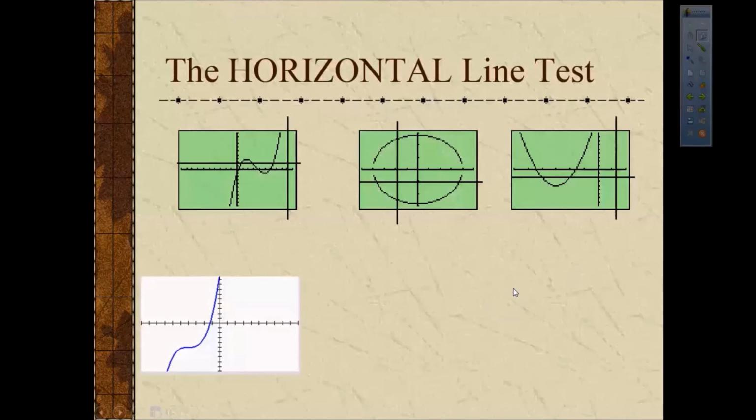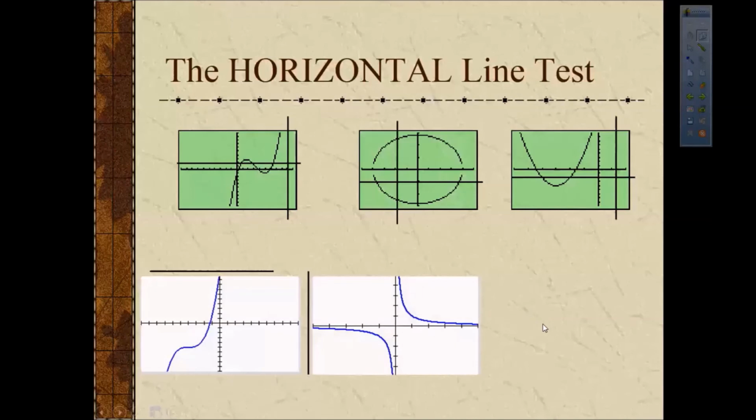Here's another example. This graph passes the vertical line test. This graph also passes the horizontal line test. There's no place where the graph touches that horizontal line in more than one place. So this would be considered a one-to-one function.